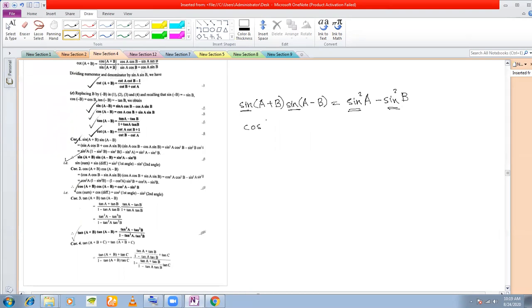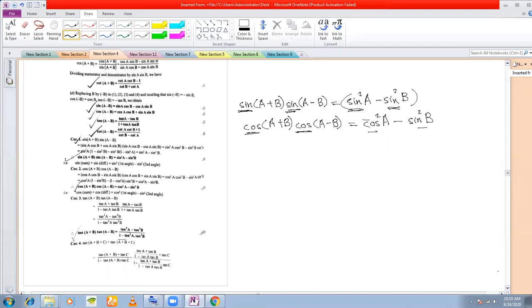But if you have a cos, then the rule is a little different. Cos A plus B into cos A minus B will be cos square A minus sine square B. Understood? So when you have a product of sines, sin A plus B into sin A minus B, you get sine square minus sine square. And if you have cos A plus B into cos A minus B, both cos, then you get cos square minus sine square. This way you remember. Okay.